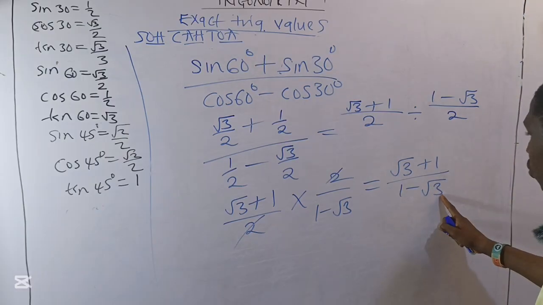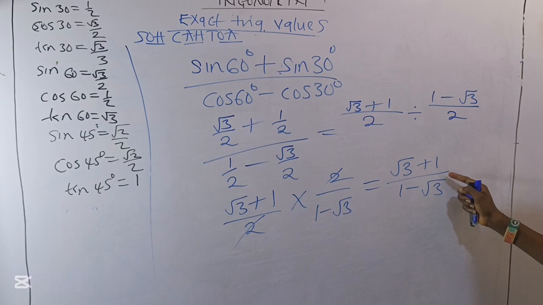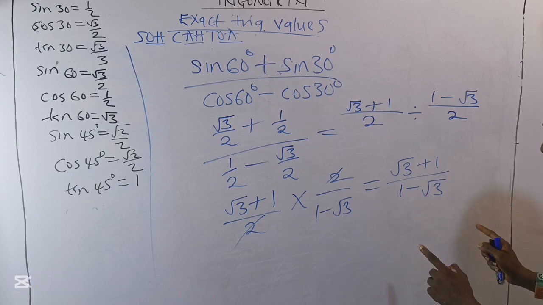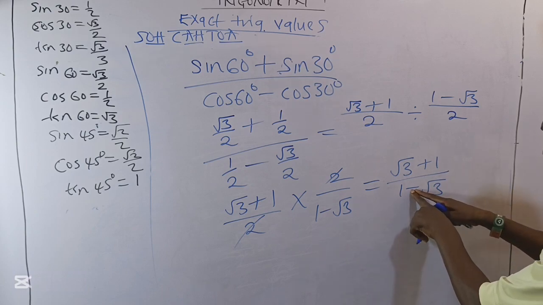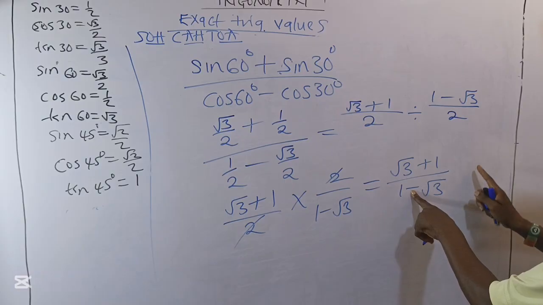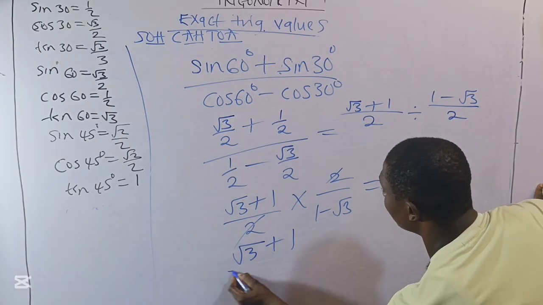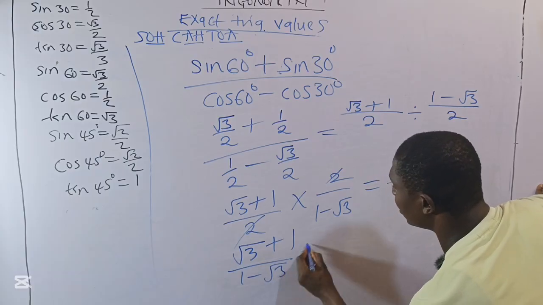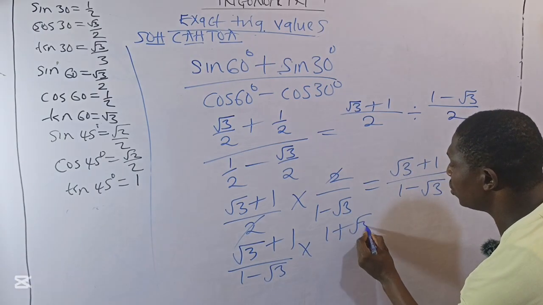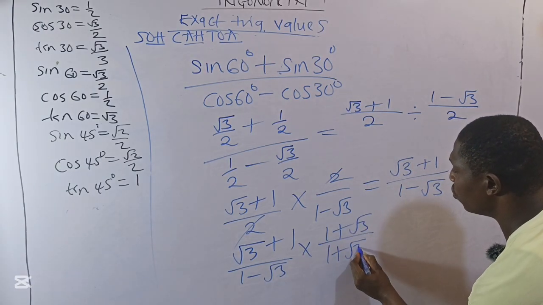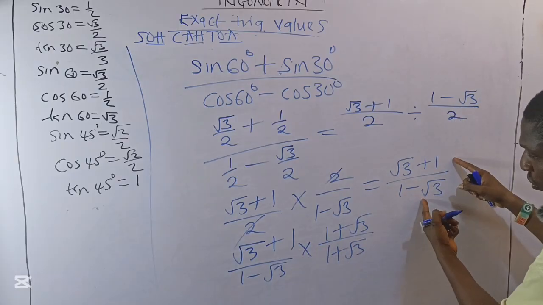Now I don't want a root to be in my answer, so I will rationalize. And rationalizing this time, instead of minus, I'll use plus, and I'll use it to multiply the numerator and the denominator of this fraction. So I have root 3 plus 1 all over 1 minus root 3, times 1 plus root 3 all over 1 plus root 3. If I cancel this and this, I'm coming back to this.